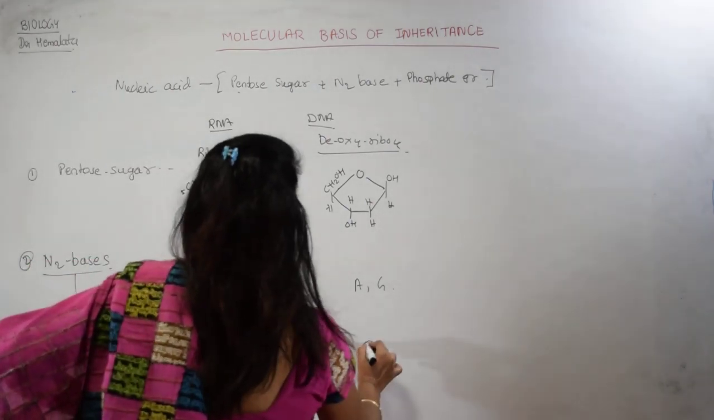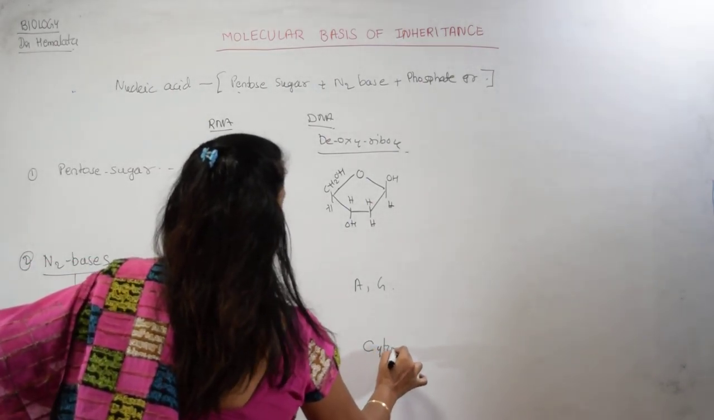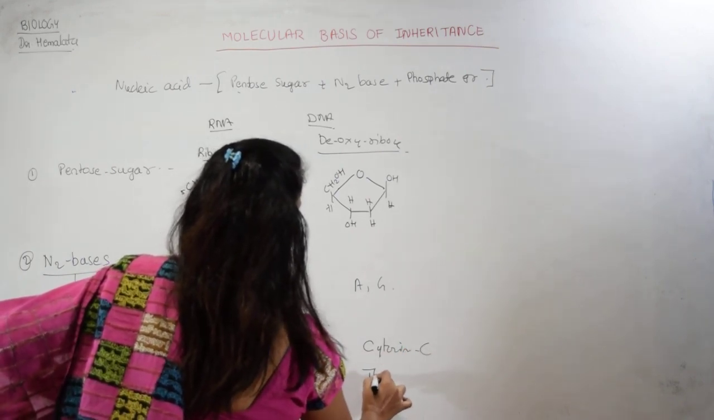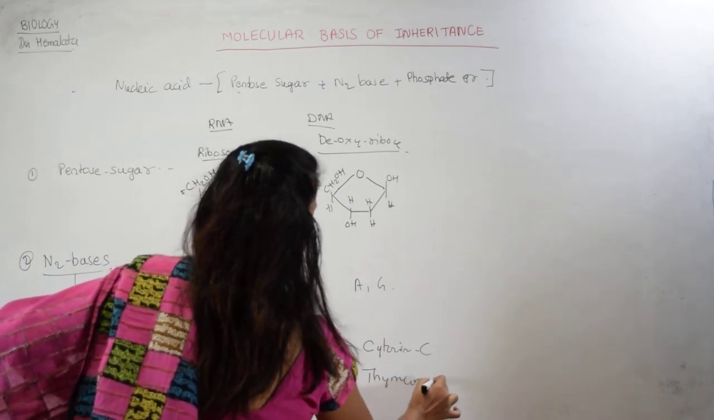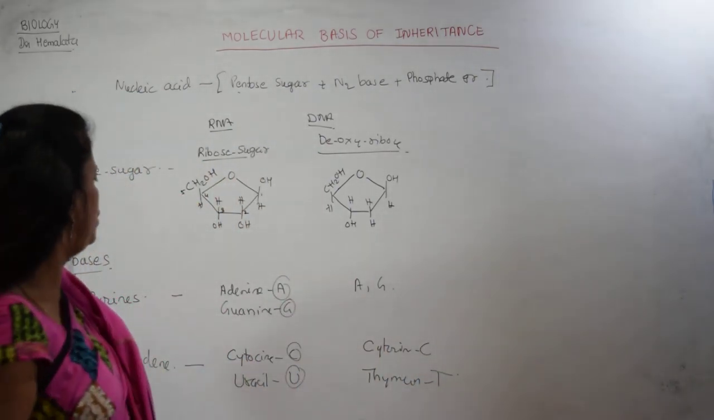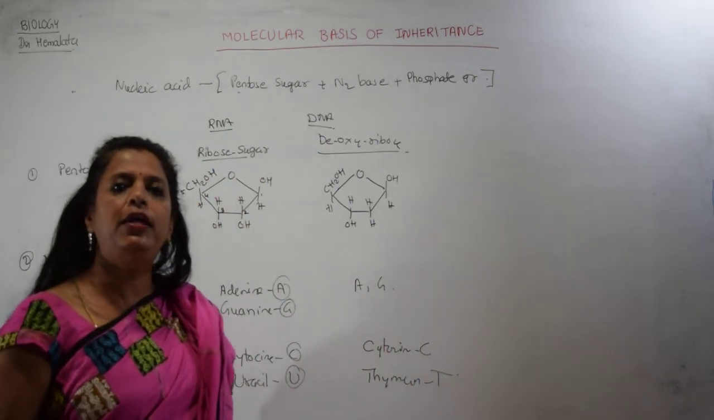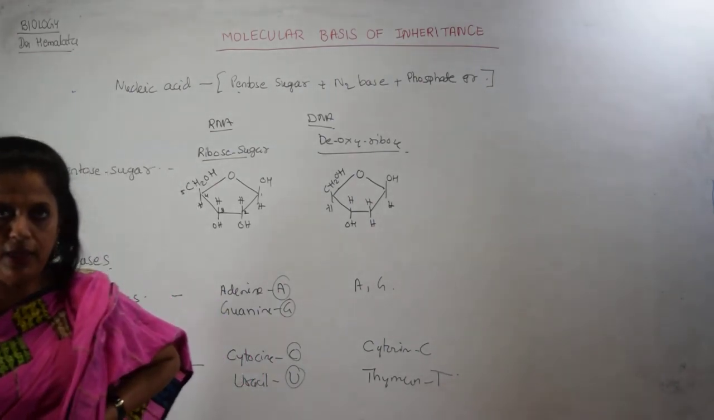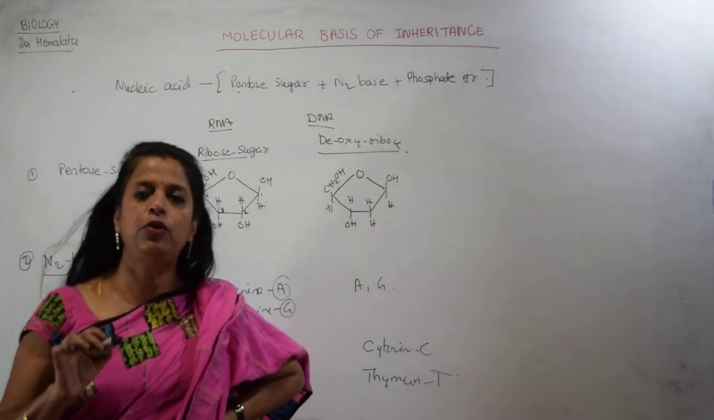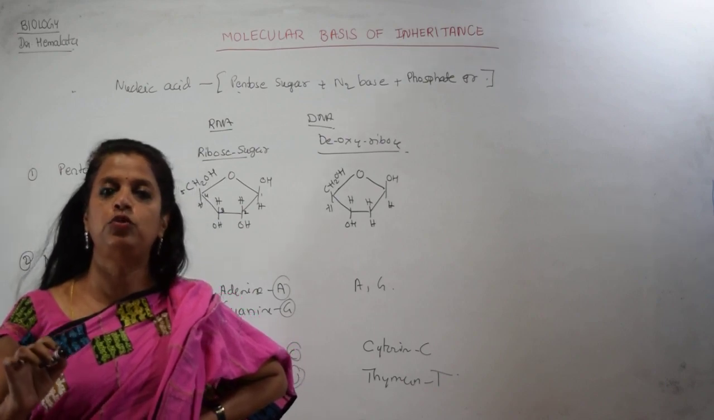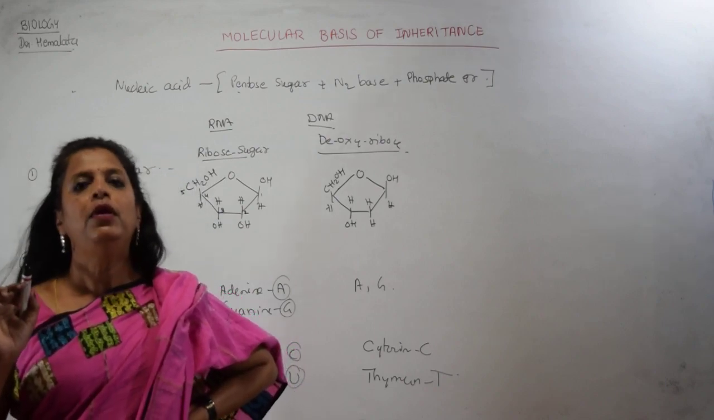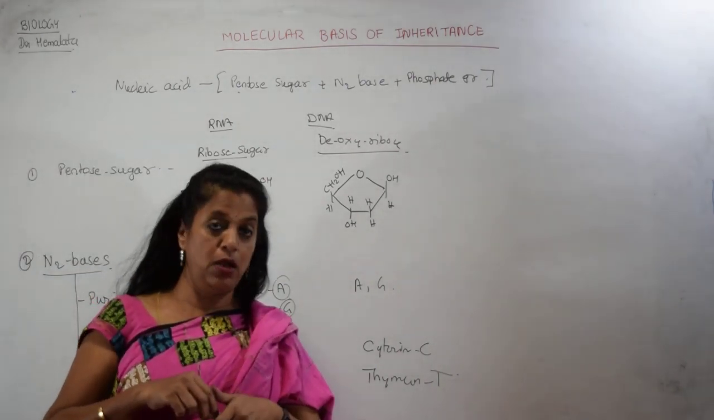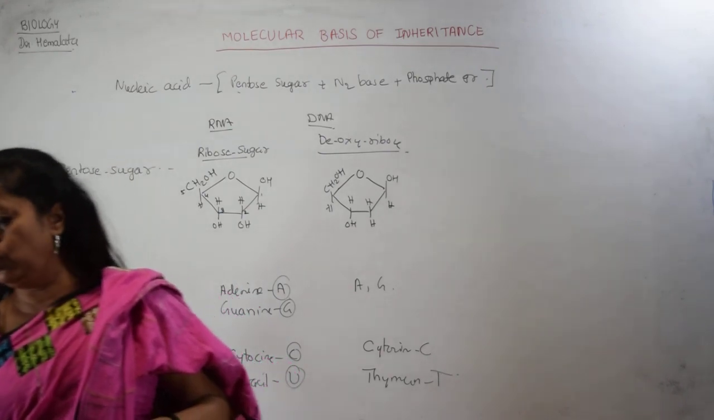Here in DNA you get cytosine, C, but instead of uracil you get thymine, T, right? So adenine, guanine, cytosine, thymine are the nitrogen bases of DNA. Adenine, guanine, cytosine, uracil are the nitrogen bases of RNA. Okay? Now the phosphate group is found in both of them. Other differences I will give you; I will not write them, you just have to note them down.